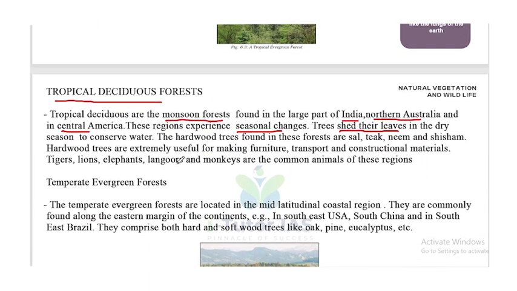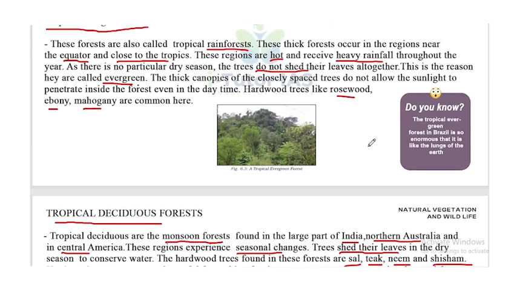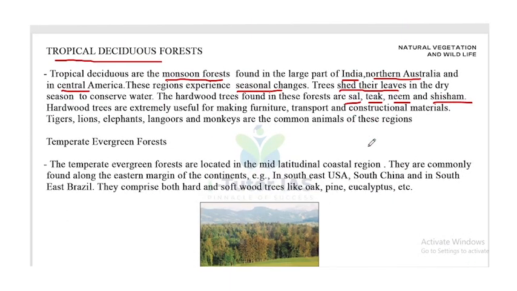Now, the main trees found in this forest are sal, teak, neem, shisham. These are the main trees found in tropical deciduous forest. And in tropical rainforest, the main trees are rosewood, ebony and mahogany. Hardwood trees are extremely useful for making furniture, transport, and construction materials. Tigers, lions, elephants, langurs, and monkeys are common animals of this region.